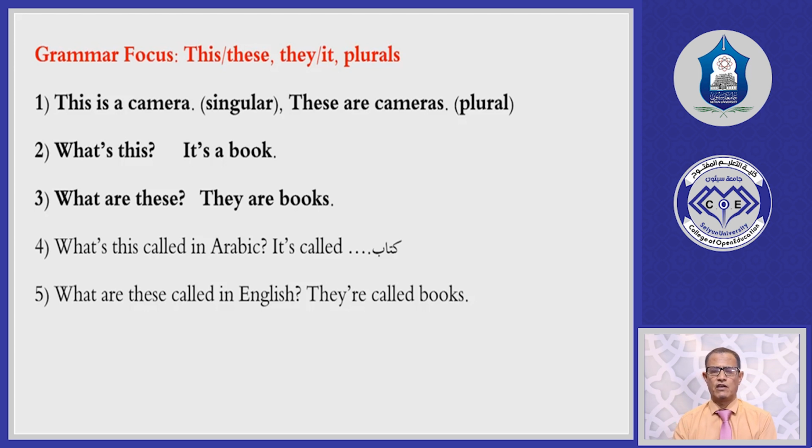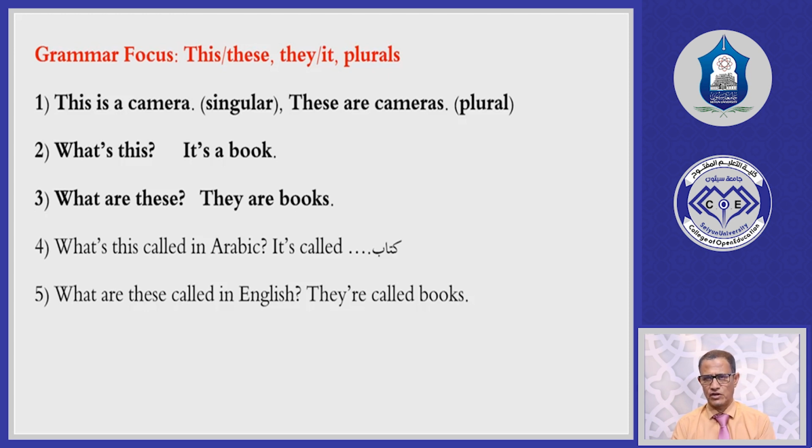Now, if you want to ask about something, for example, and I don't know what it is, I say "What's this?" ما هذا. So "What's this?" is about a singular noun. When I use "this", that means it is singular. So the answer here will be "It is". It's a book.